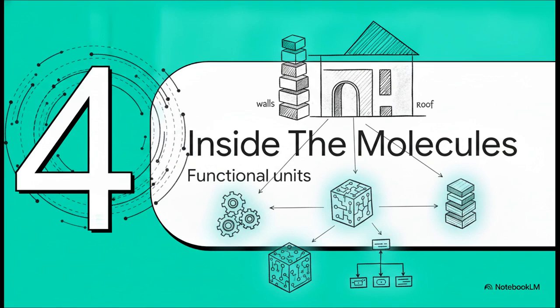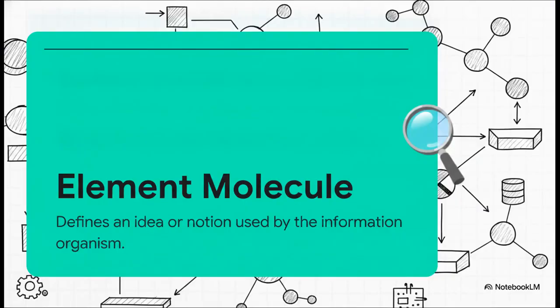We're shifting our focus to the walls, the doors, the roof of our data house, to see how accounting logic is actually built and held together by logical bonds. There are 4 specific types of molecules we need to know. First up is the element molecule. Elements are the core concepts we're dealing with. They can be primitive, meaning they can't be broken down any further, or they can be compound.